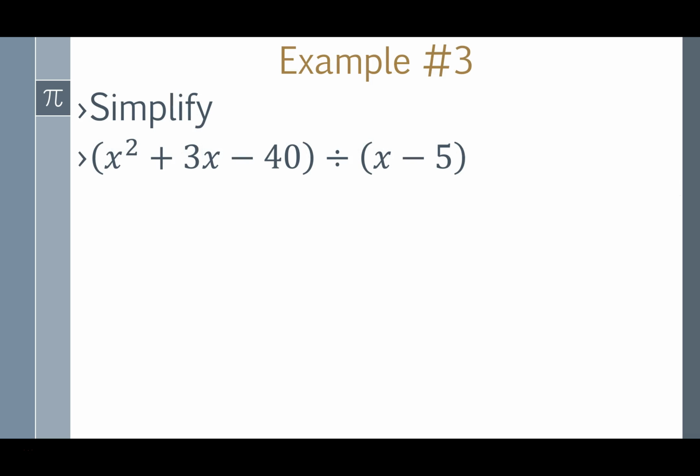So if we're doing x squared plus 3x minus 40 divided by x minus 5, well, whatever we're dividing by is on the outside of our long division, and the first part is on the inside.